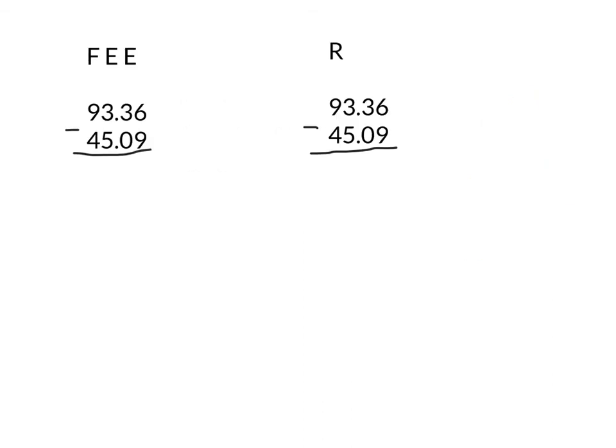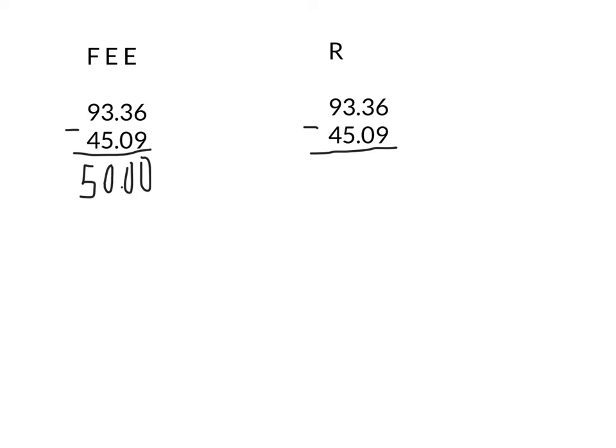You can use front-end estimation and rounding when you subtract decimals as well. So here I've abbreviated it, and we're going to use front-end estimation over here to subtract 93.36 minus 45.09. When you use front-end estimation, you just subtract these front digits from each other. 9 minus 4 is 5. And then you just fill in with zeros for the rest of the digits. 0, 0, and 0, and I bring my decimal straight down. So for front-end estimation, our estimation here would be 50.